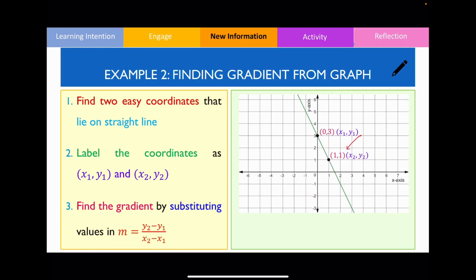So y2 in this case is 1. So I'm going to go 1 minus 3 divided by 1 minus 0. Just quickly simplify that. So that becomes negative 2 divided by 1. And that is therefore going to be equal to negative 2. Let's look at one more example.